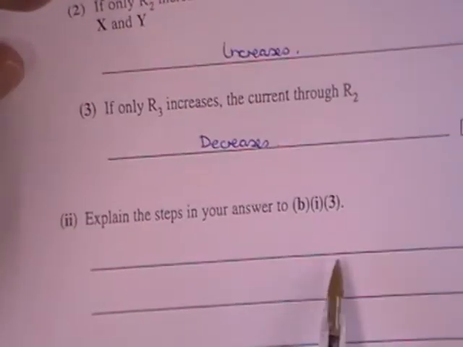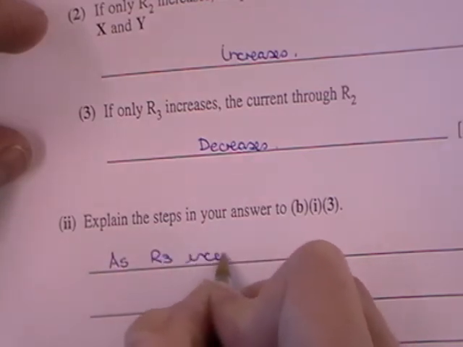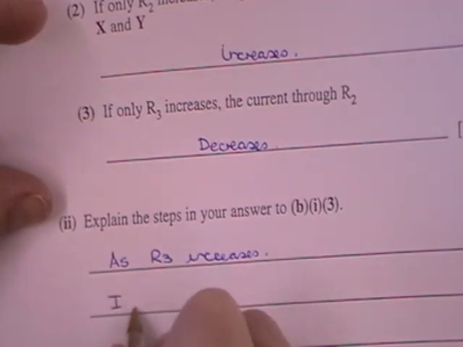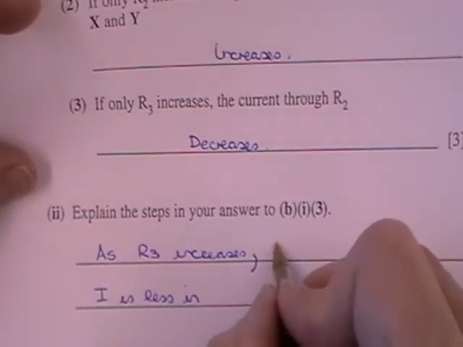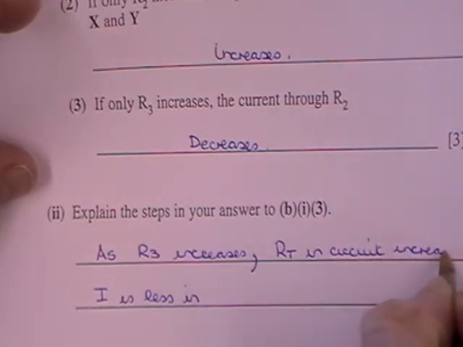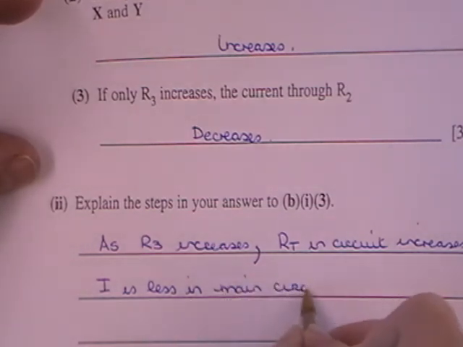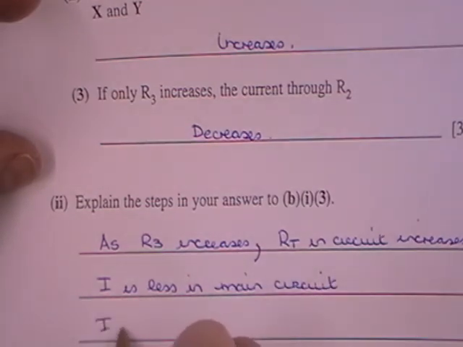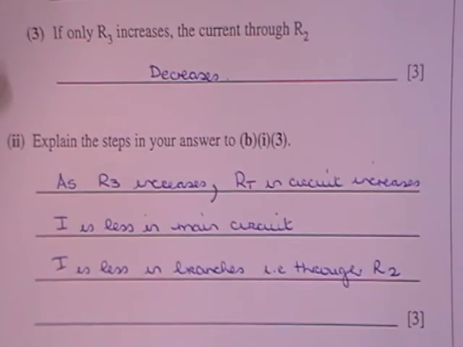So we're just going to write all that down for B part 1, 3. So as R3 increases, RT in the whole circuit increases, so then the current is less in the main circuit, and therefore the current is less in the branches, i.e. through R2. And that gets you your 3 marks.